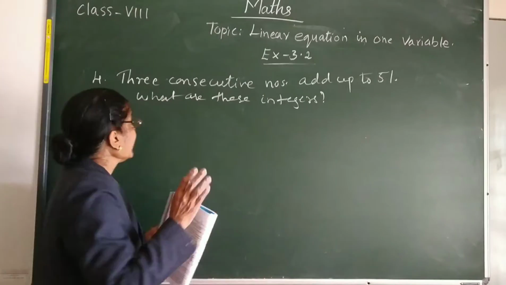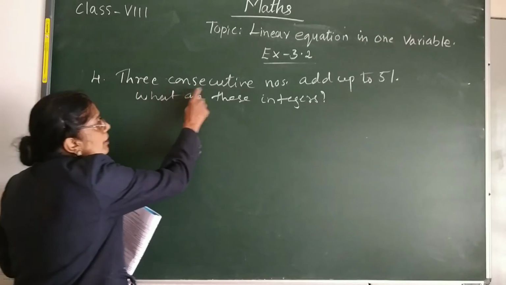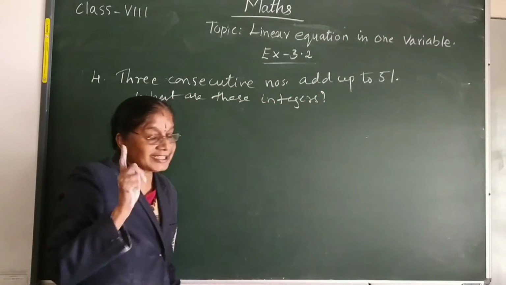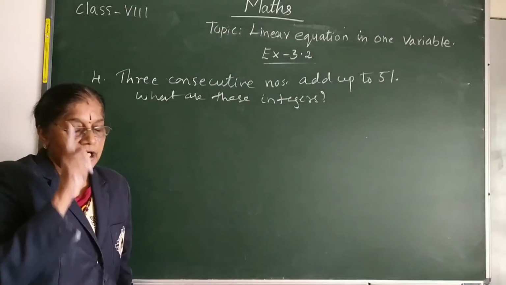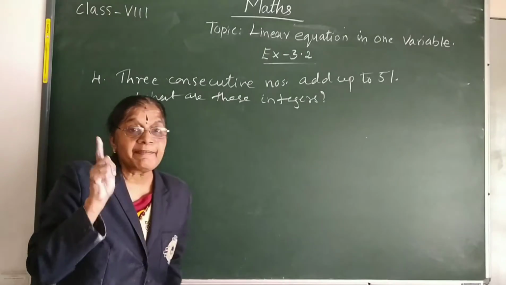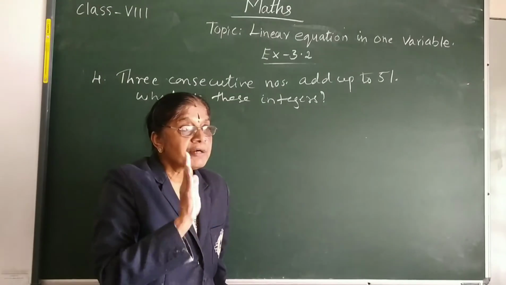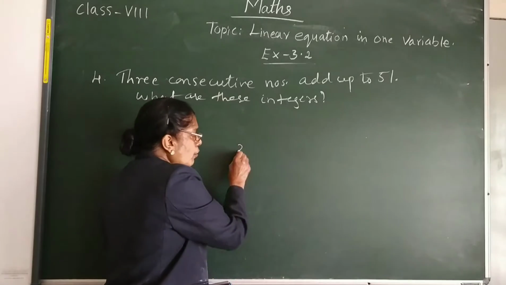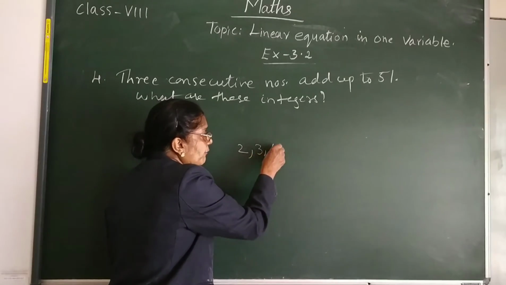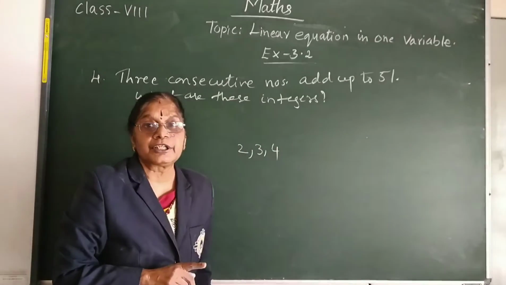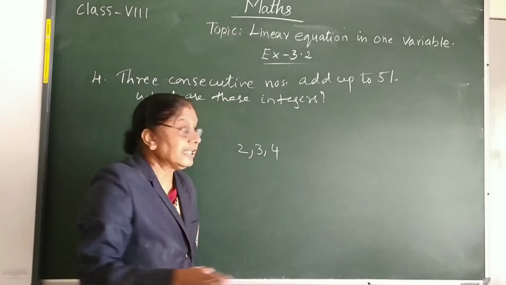Okay, now we will go to the next sum. What does the next sum say? 3 consecutive numbers add up to 51. Last time when I was solving the worked examples, I explained what is meant by consecutive numbers. Consecutive numbers are one after the other. If I take 2, after 2, 3 should come, and after 3, 4 should come. These are called consecutive numbers, the immediate numbers one after the other.